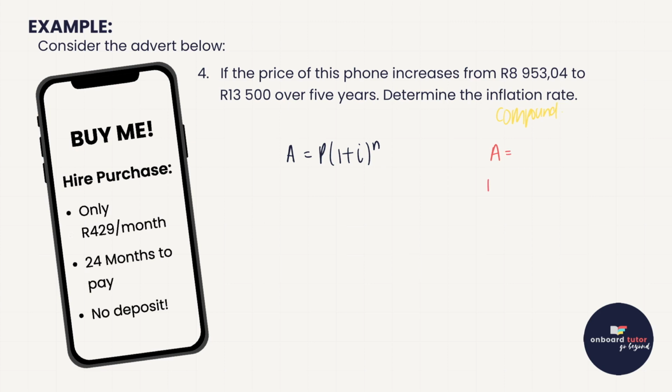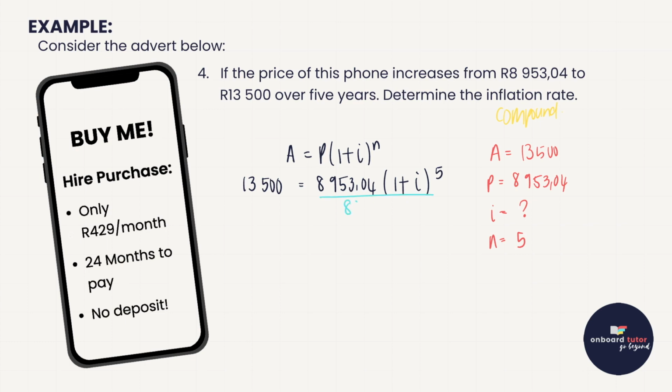At the side here, we can quickly see what we've got and what we need. So the original price, 8,953 and 4 cents, increasing to 13,500 Rand. Inflation rate we don't know, over a period of 5 years. So we need to try and work out that i value. Let's substitute in what we've got. 13,500 is equal to 8,953 and 4 cents times 1 plus the unknown i to the power of 5. Now it's just an equation to solve.